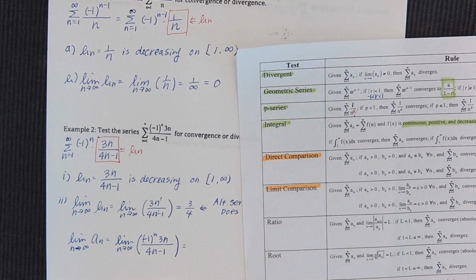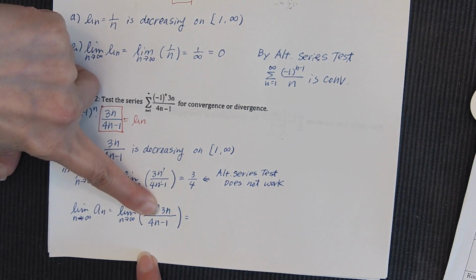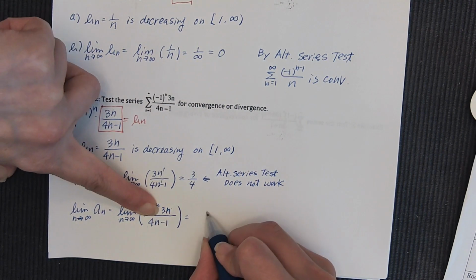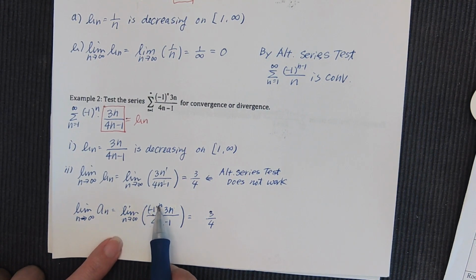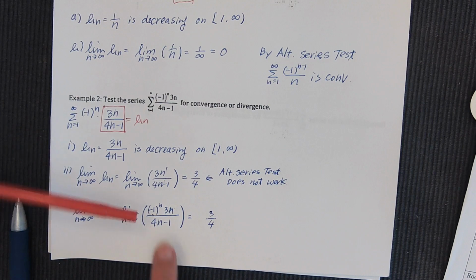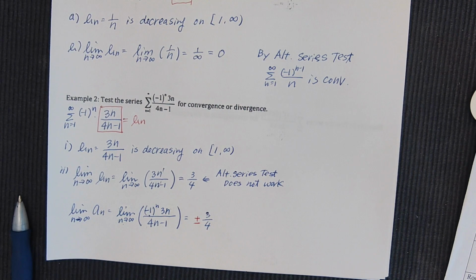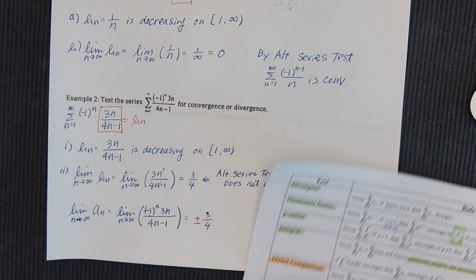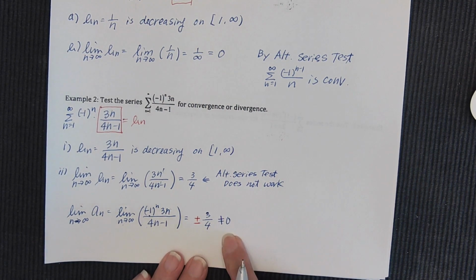What's this limit? Forget this part, right? At least we know it's 3 over 4, same degree. So what's happening if I plug in 1, 2, 3, 4, if n goes bigger and bigger? Plus or minus, right? Because it's just a negative 1 power. It can be either. It's not equal to 0. We don't know plus or minus which one, but at least I know it's not equal to 0.